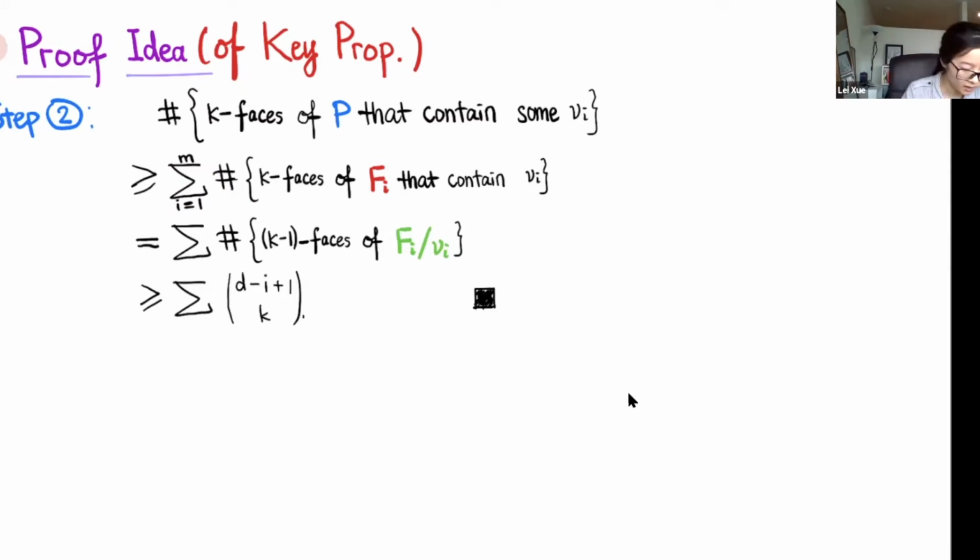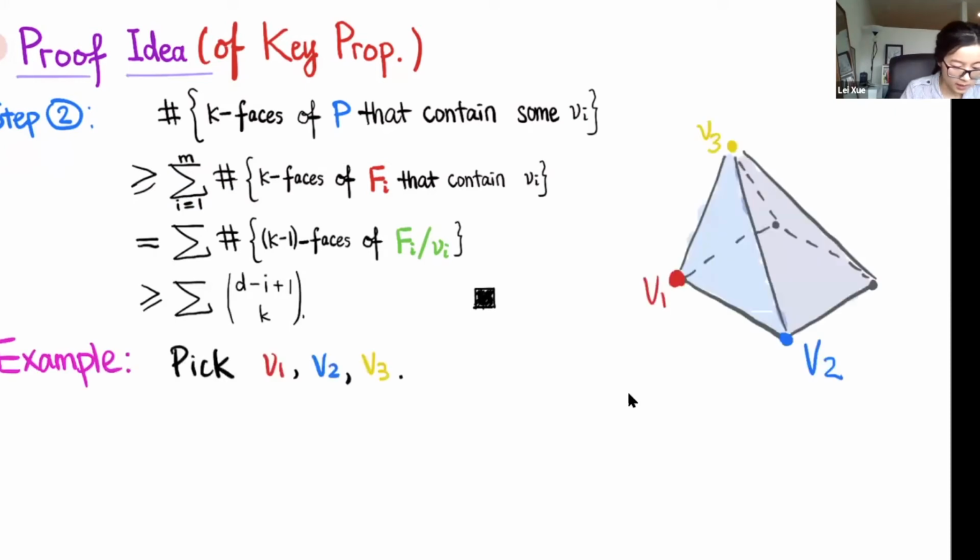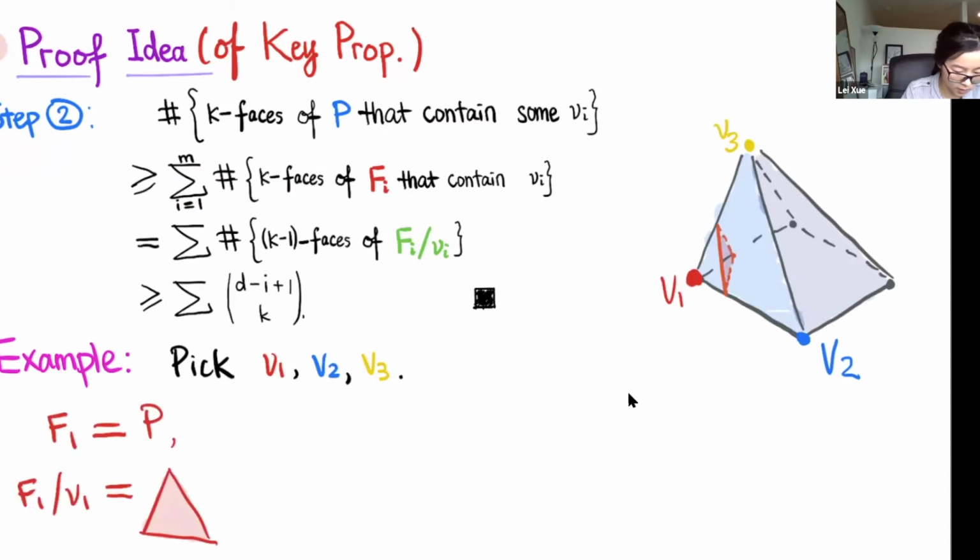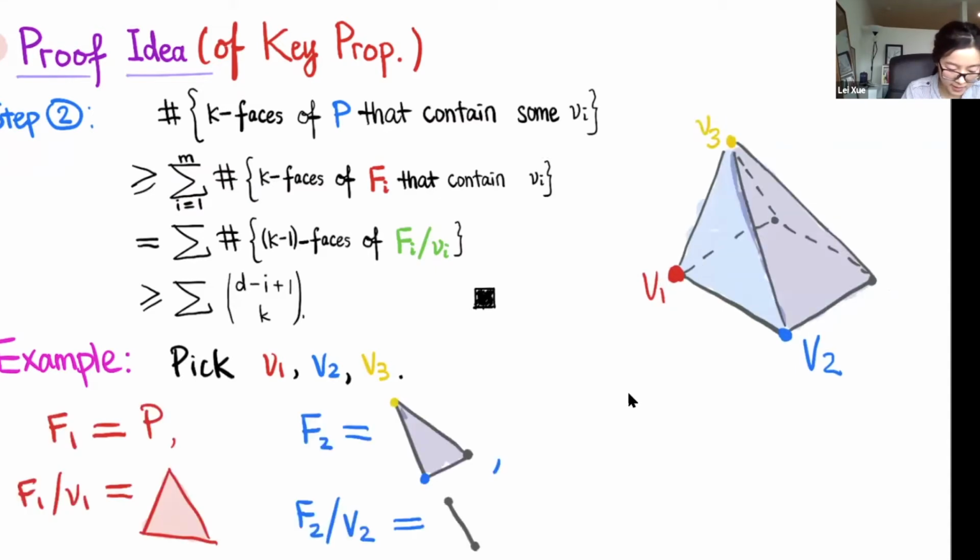Okay. And here's an example, but I'm going to skip it. It's quite trivial. So F1 will be P, F2 will be a facet containing V2, but not V1. In this example, there's a unique choice. And then F3 should be an edge containing V3, but not V1, V2. There are two choices here, you just pick either one.